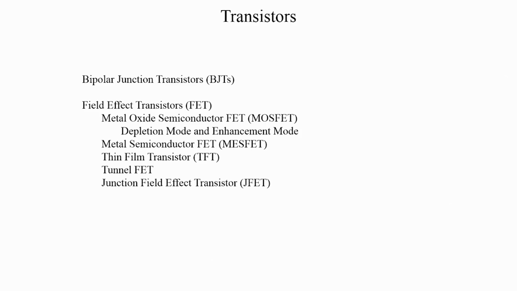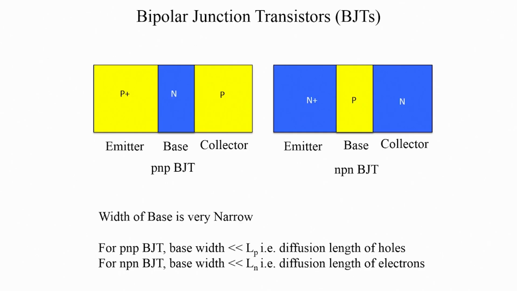Okay. So, you have bipolar junction transistors or BJTs, you have field effect transistors, and there are many kinds of field effect transistors. You have metal oxide semiconductor field effect transistors, which are MOSFETs, and in MOSFETs you have something called a depletion mode MOSFET or an enhancement mode MOSFET. You have something called a MESFET, which is a metal semiconductor field effect transistor. You have thin film transistors, you have tunnel FETs, you have junction field effect transistors, etc. So, there are many kinds of transistors. Let us start looking at the BJT.